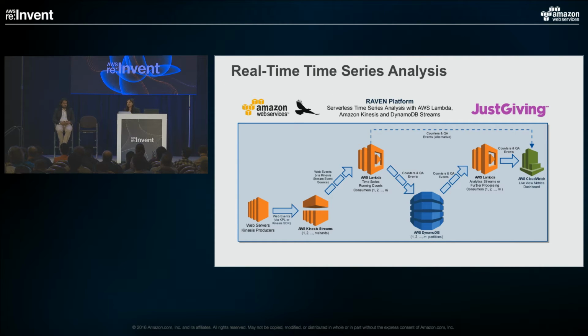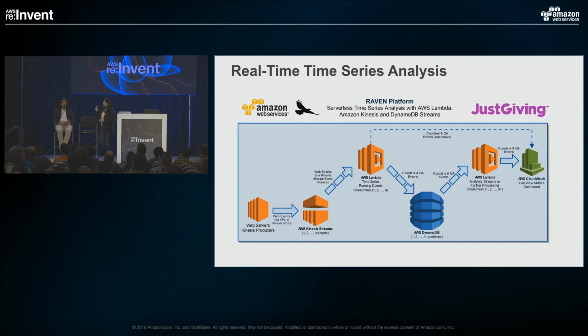So here is another design built in a truly serverless fashion by Just Giving, who are the world's largest social platforms for giving. This is a time series analysis on a stream of web events. What you see here is a number of producers writing data into a Kinesis stream. That data is picked up by a Lambda function to perform in-memory calculations on the real-time data for time series, and that running count is sent to a summary table in DynamoDB.